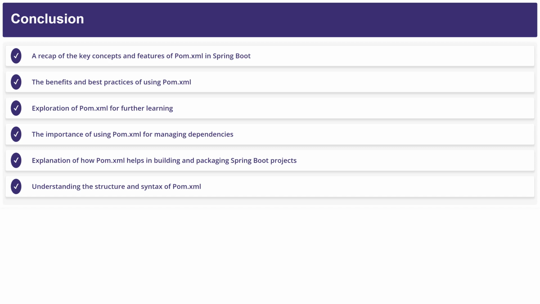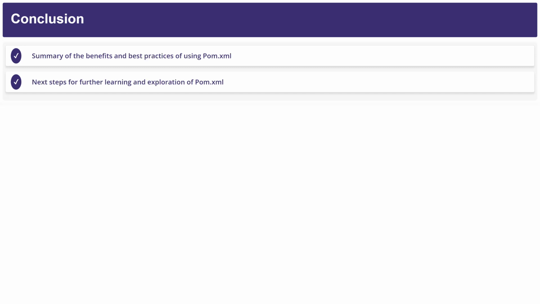In this segment, we will summarize the key points covered in this video. We will recap the key concepts and features of Pom.xml and Spring Boot. We will discuss the benefits and best practices of using Pom.xml, as well as explore resources for further learning. We will also discuss the importance of using Pom.xml for managing dependencies and how it helps in building and packaging Spring Boot projects. Additionally, we will cover the structure and syntax of Pom.xml. Now let's summarize the benefits and best practices of using Pom.xml. We will also discuss the next steps for further learning and exploration of Pom.xml.